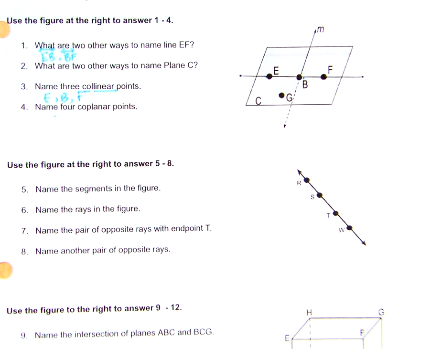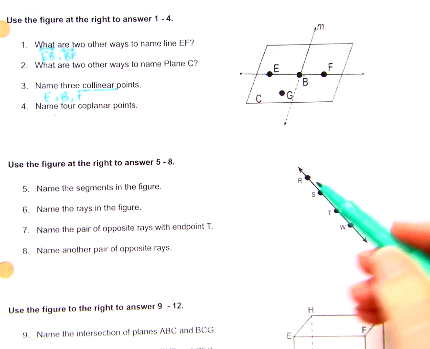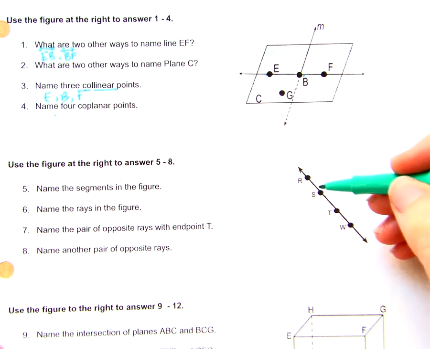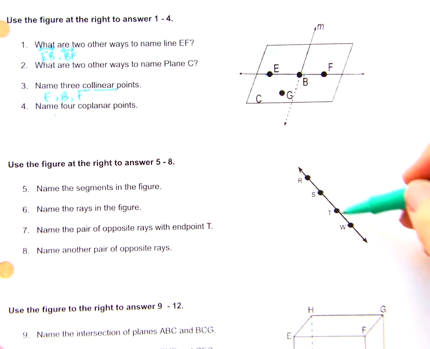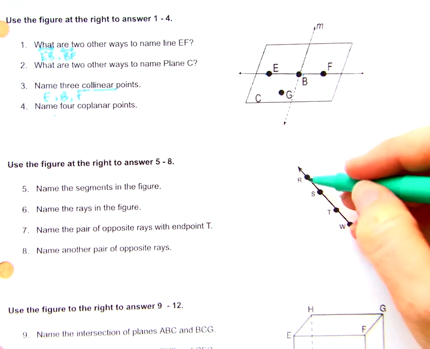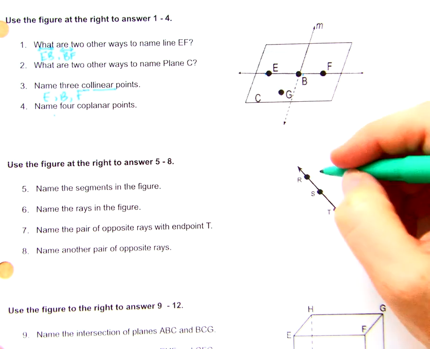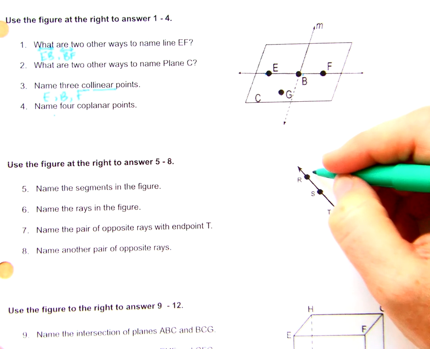All right, question number 5. I want you to name the segments in the figure, and there are tons of them. If you miss some, it happens. I'm going to start with R. Remember, because it is a segment, it is measurable. If it is a different length, it is a different segment. RS is the first one that I see. So R to S.